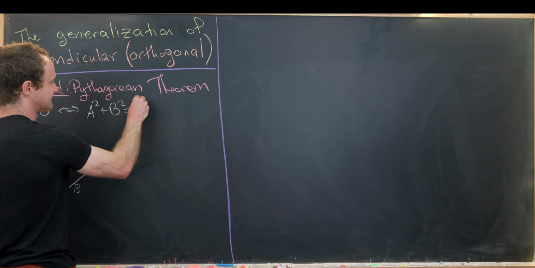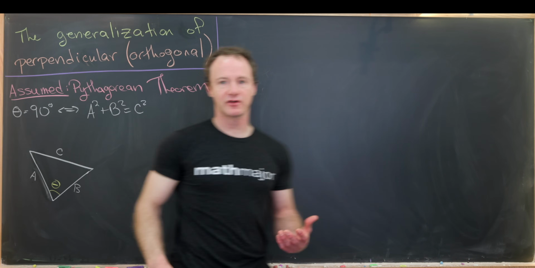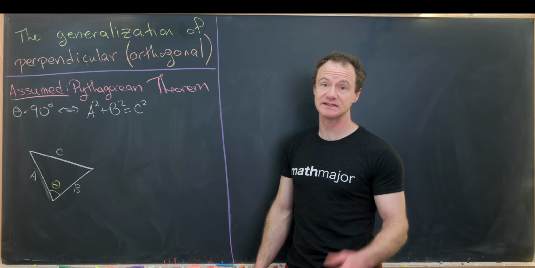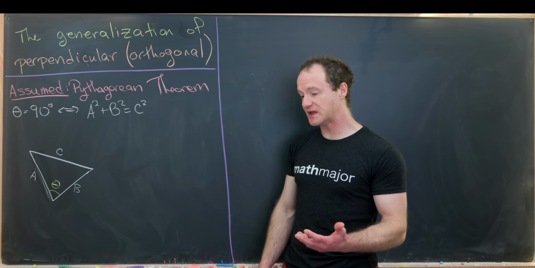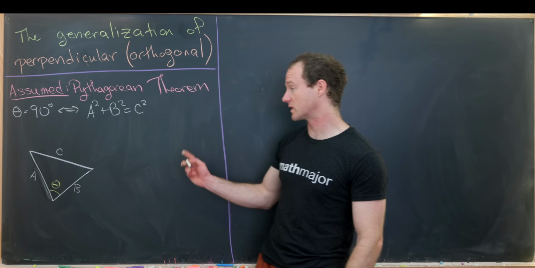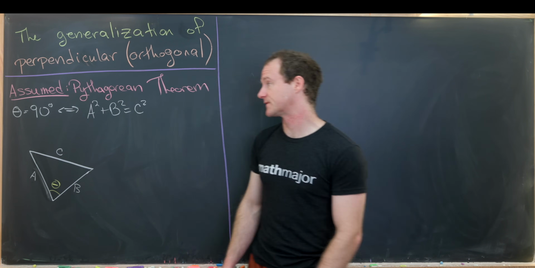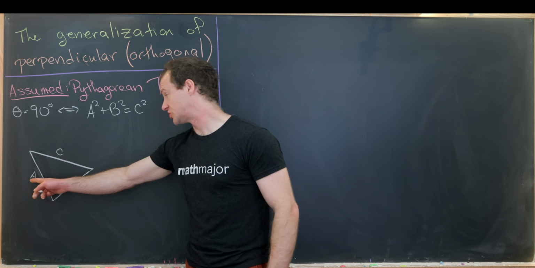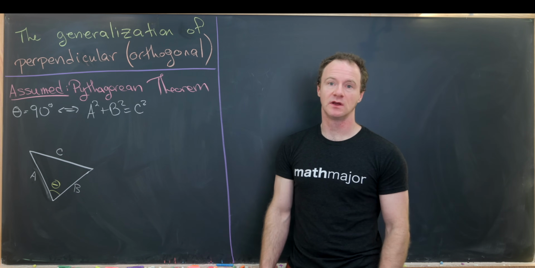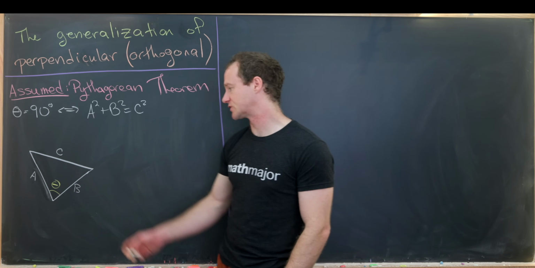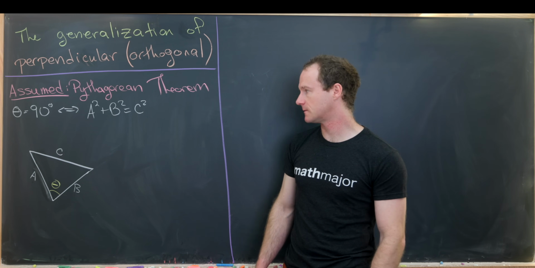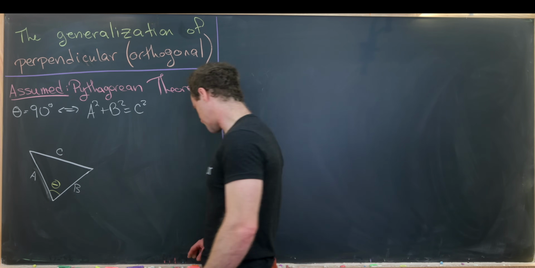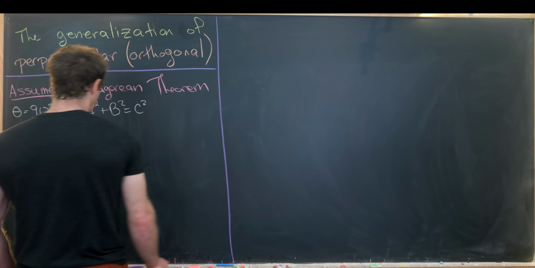So the Pythagorean theorem is not often written as an if and only if statement, but it is an if and only if statement. And via this Pythagorean theorem, we can really define what it means for an angle to be 90 degrees. And that is if two sides of a triangle have their squares add up to the square of the third side of the triangle.